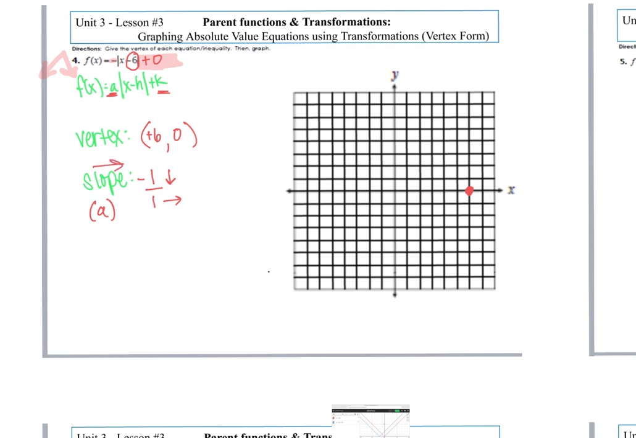So we are going to start at our vertex, this red dot, and we're going to go down 1, right 1, down 1, right 1. Okay, I'm kind of at the end of the line here. So I'm going to go back to my vertex, and I'm going to go down 1, left 1, because we always are making this symmetrical. Okay, and then connect your points. And voila, it's done. Easy as pie.